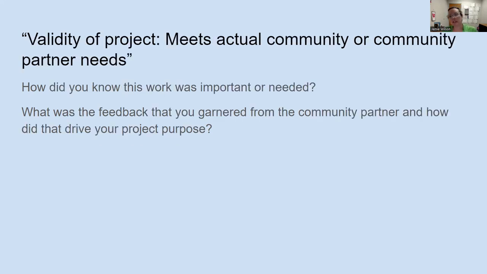How did it meet the needs of the community partner? How did you know to do this, right? It's not enough that your teacher said, hey, let's do this. So can you go back to data that says that this was needed? Did the community partner tell you that this was a need in the community? Did the community partner say, hey, we would love help with this, we need this and we aren't able to do it? Could you fill this need for us in the community?